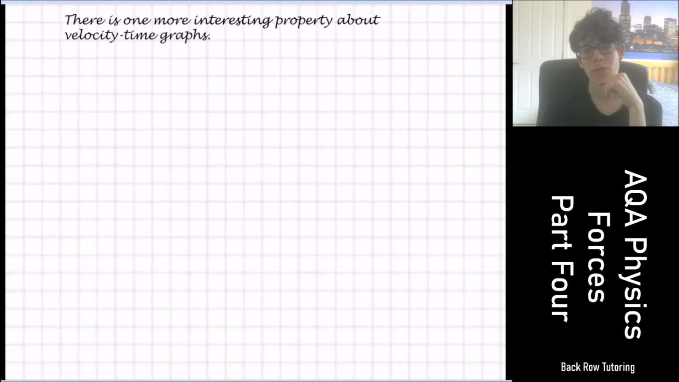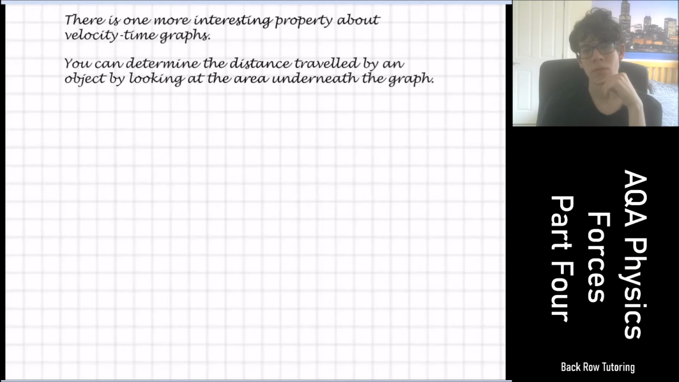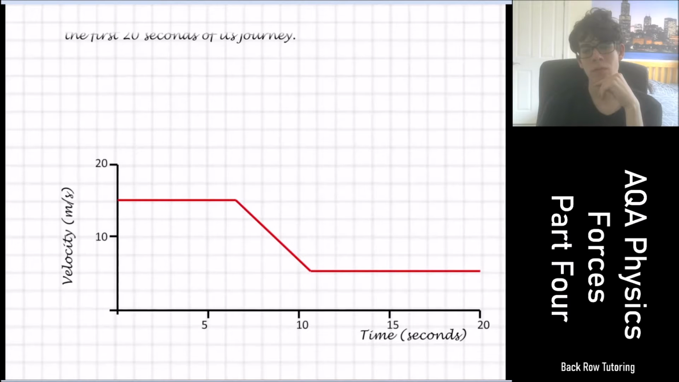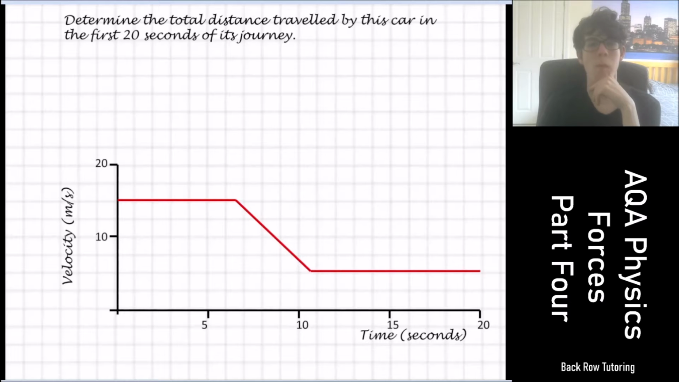There is one more interesting property about velocity time graphs. You can determine the distance travelled by an object by looking at the area underneath the graph. Using geometric shapes like squares, rectangles, triangles and quadrilaterals, you can determine the area. Determine the total distance travelled by this car in the first 20 seconds of its journey.